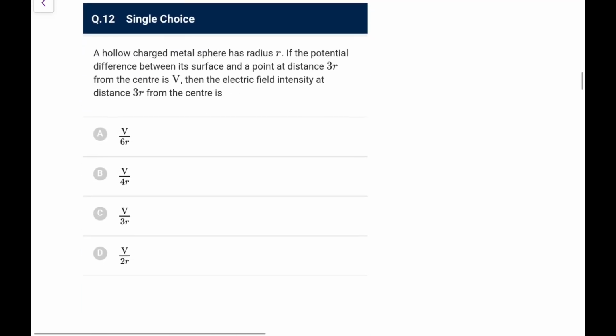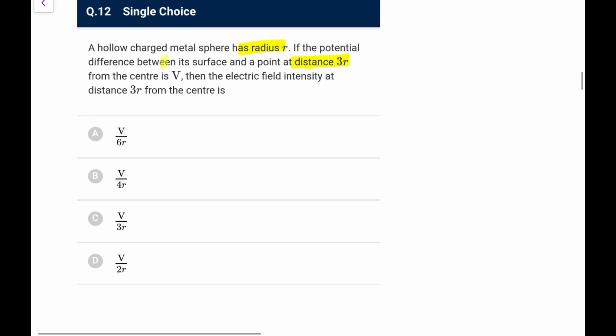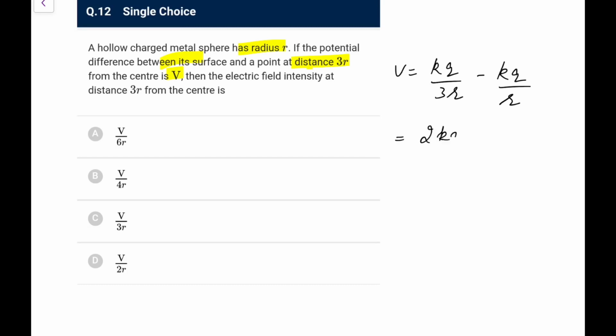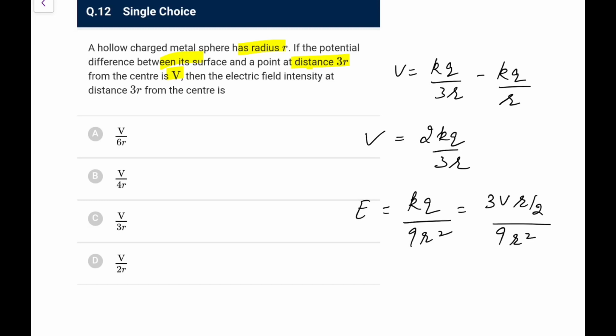Next one. Hollow charged metal sphere of radius r, potential difference between the surface and a point at a distance 3r from the center is V, then the electric field intensity at distance 3r from the center, again it is a repeated one. What we can say, V would be equal to kq by 3r minus kq by r, because at an outside point we write it like this, so it comes out as 2kq by 3r, and the electric field at 3r would be kq upon (3r) whole square, that is 9r square. So I can write this kq as 3Vr by 2. If I write it divided by 9r square, this r and r goes, this basically comes out as V by 6r. So go for option A in this particular case.